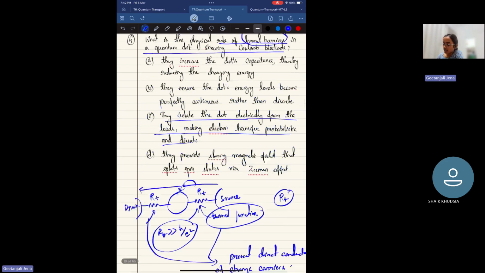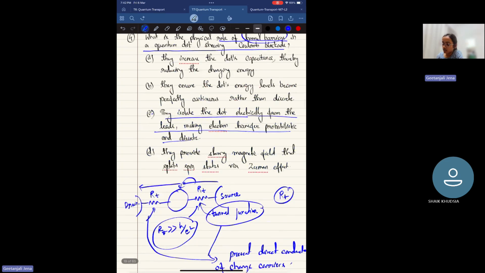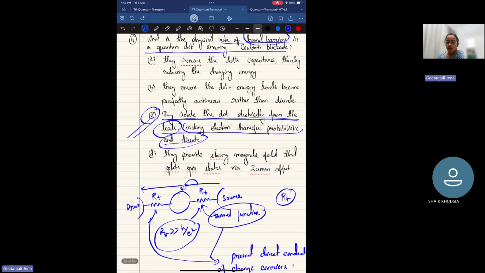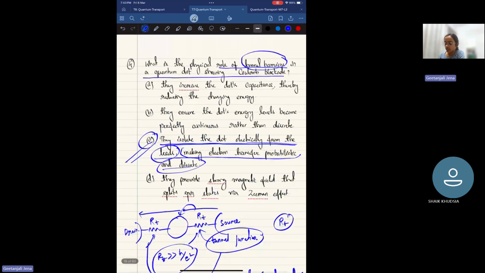Okay, so that is why the answer to this question is option C. The tunnel barrier is there to isolate the dot electrically from the leads, so that it prevents the continuous flow of charge carriers, makes the charge in the quantum dot region quantized, and also makes the electron transport probabilistic and discrete. Okay, so I hope the explanation is correct. If not, let me know. I will try to clarify it further.